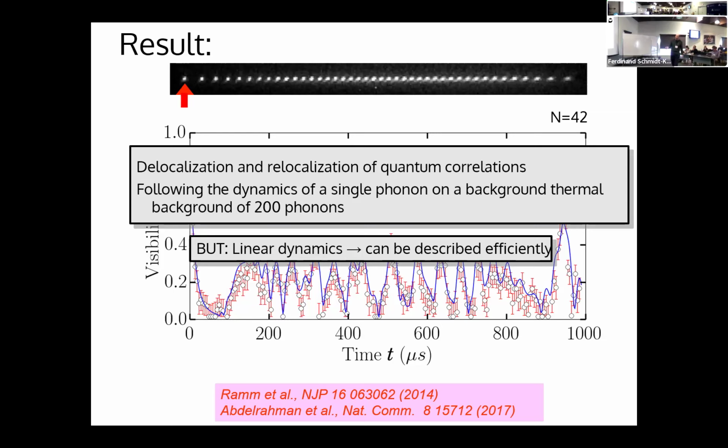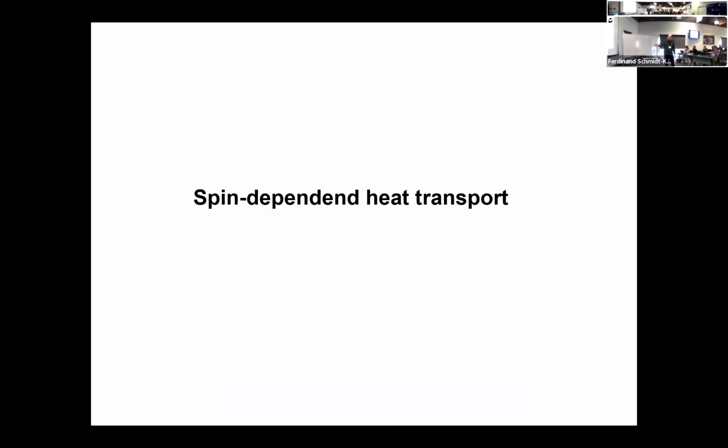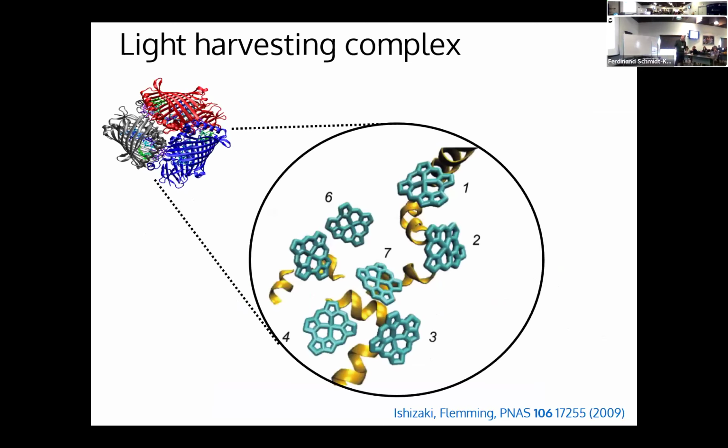So how can you do better? And that is spin-dependent heat transport. Spin-dependent heat transport is now something which is really important because people conjecture that this has to do also with a lot of biological systems where energy transport is important. Because you have here some spins, and the energy transport from one side to the other is via the phonons, and this is depending on the situation of the spins.